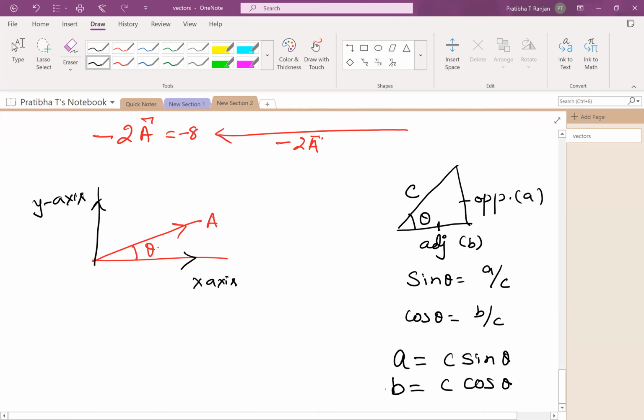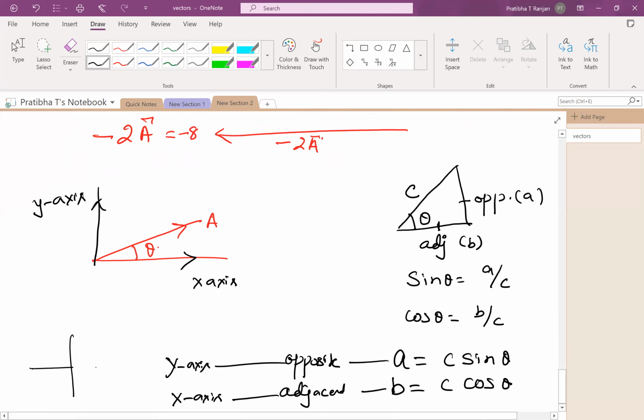So this means this is the adjacent and this is the opposite, right? Adjacent means x-axis, and opposite means y-axis. And in trigonometry, this is representing my cos and this is representing my sine. So it will be my A cos theta and this will be my A sine theta, right?